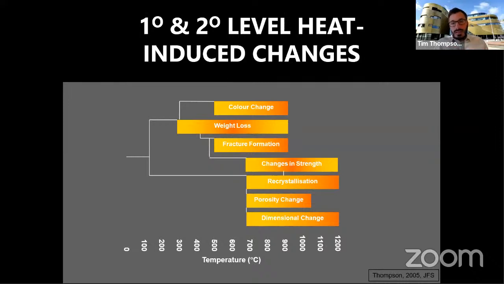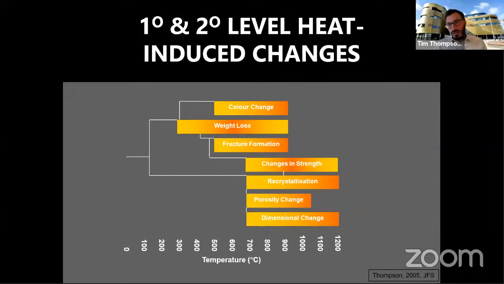So if we think about color change and porosity change, for example, or color change and weight loss, those are the consequence of the loss of the organic material going through the bone. If we think about dimensional change, the fact that bone shrinks as it burns at high intensities, and it can shrink by up to 25-30%, depending on the intensity and the conditions of burning, well, that is linked to the change in the inorganic component of the bone. So what we've done here is we've clustered these changes together to show the relationships between them.